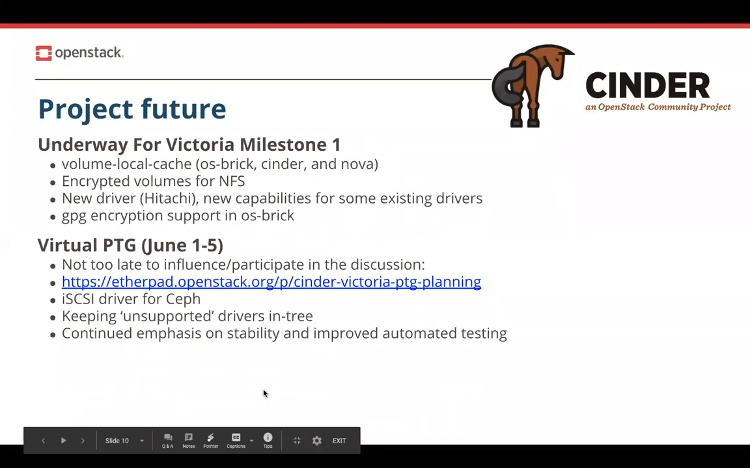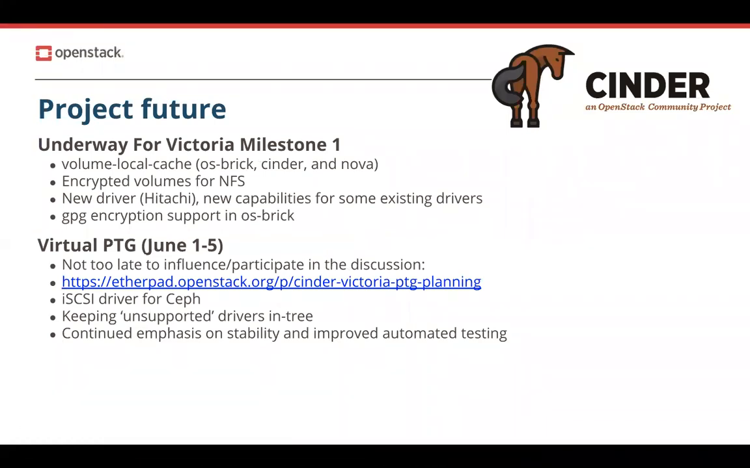Okay, so what's going on in the future? We're already underway for Victoria Milestone 1, which happens like 2 weeks, I think, after the PTG. Anyway, we've got volume local cache. Work started in Ussuri, and it's going to continue into Victoria. That affects OS Brick, Cinder, and Nova. So you can look at the spec online if you're interested in that.